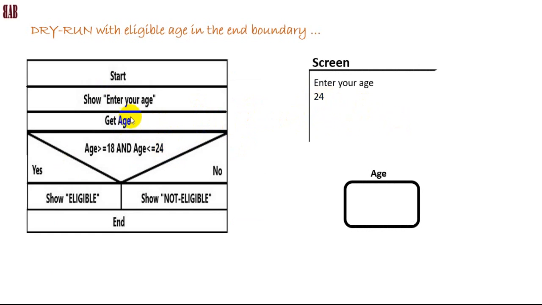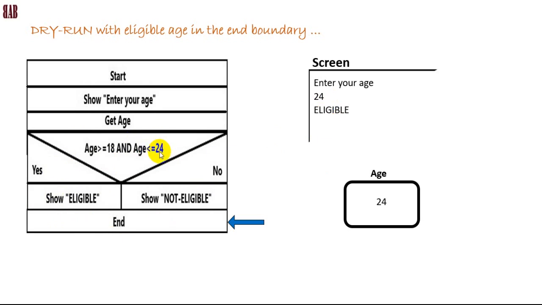This 24 will be taken by the age variable, so the age variable will become 24, then go to the condition. Now this says age is greater than or equal to 18 and age is less or equal to 24. This will evaluate to a true or a yes, and therefore it will go to this side. And then the left side says show eligible, so it will display the message eligible and terminate the program. So once again, when you enter 24 also, it is going to say eligible, which is this end.